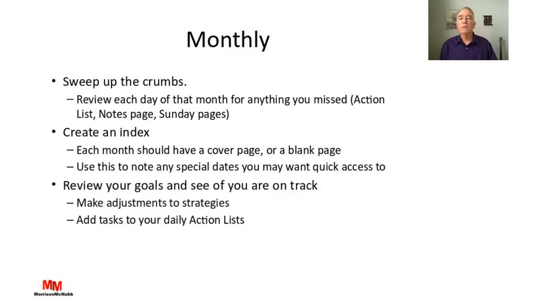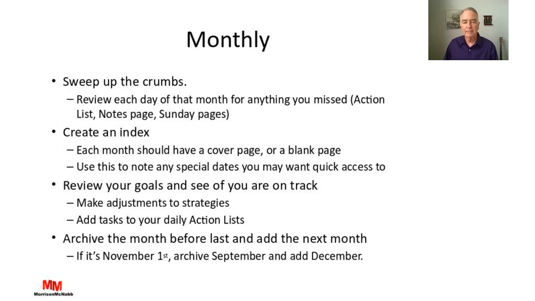And then review your goals. So you have your annual goals; at the end of the month, it's a great time to look at, all right, am I on track to meet my monthly goals? Have I met my monthly milestone? And if not, I might want to make an adjustment to a strategy, maybe increase the amount that I'm spending on my Facebook ads, or get to the gym more frequently, or something like that. Make an adjustment to your strategy, and then add any of those strategy adjustments as tasks into your action lists.